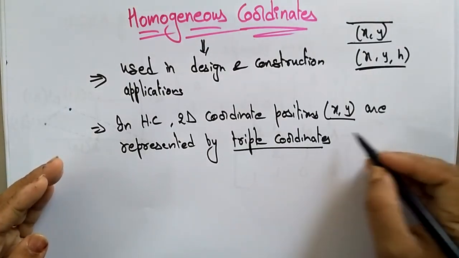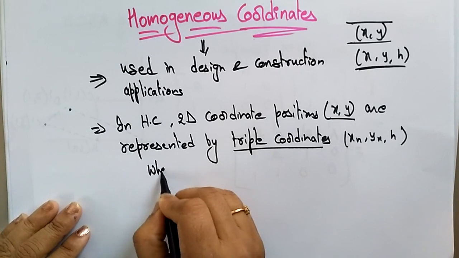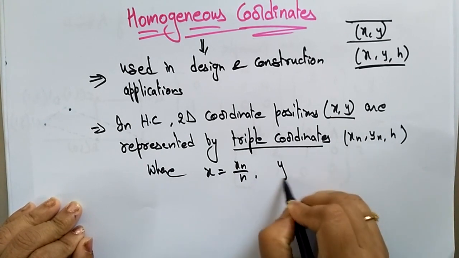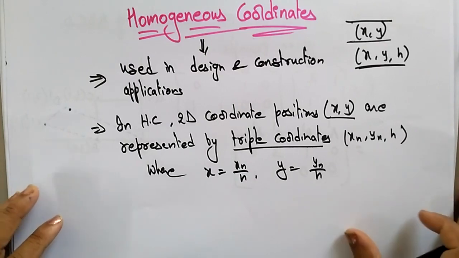That triple coordinate is like xh, yh, comma h, where x is equal to xh by h and y is equal to yh by h. So this is the representation. Here we perform the translation, rotation and scaling to fit the picture into a proper position, by using the homogeneous coordinates. First let me explain some examples.